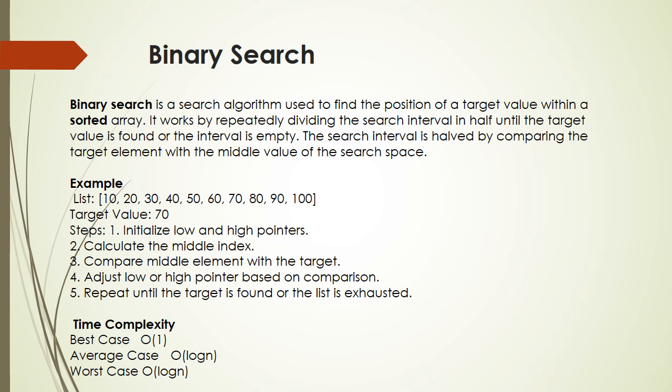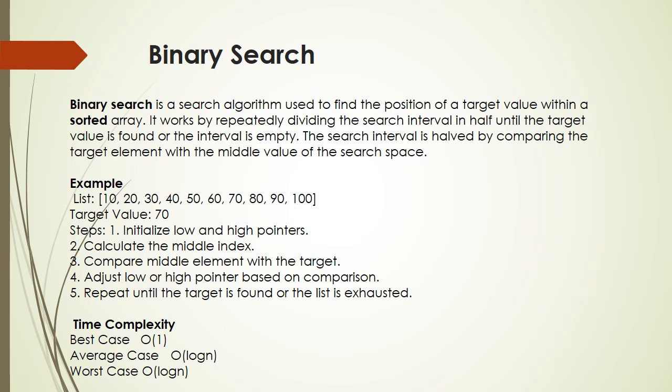Now we have to adjust the pointer. We adjust the low pointer to mid plus 1, which moves it to index 5. We repeat the process with the new low and high pointers. Calculate again the middle index, that means (5 plus 9) divided by 2, which is 7. The element at index 7 is 80. Compare 80 with 70. Since 70 is less than 80, the target must be in the left half of the current sublist. Adjust the high pointer to mid minus 1, which moves it to index 6.